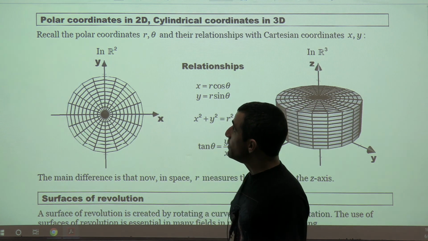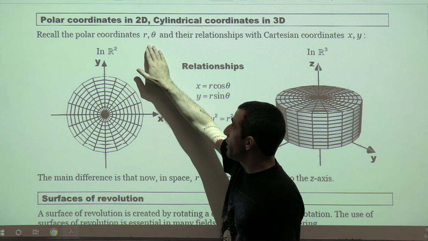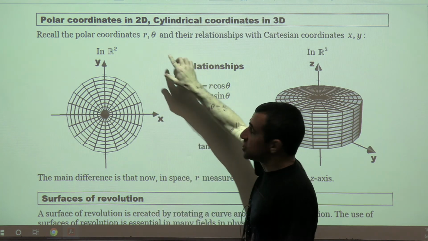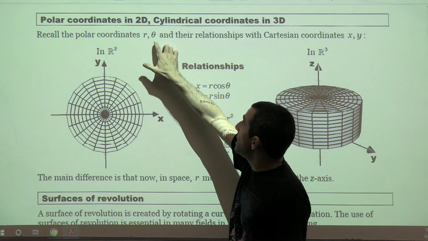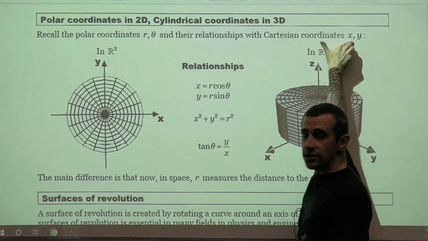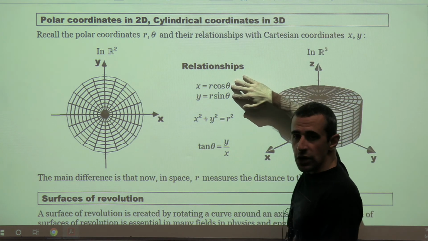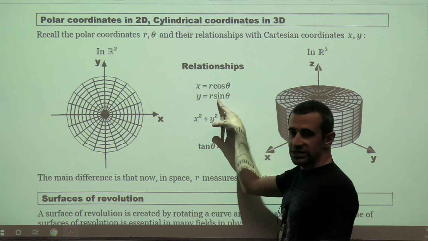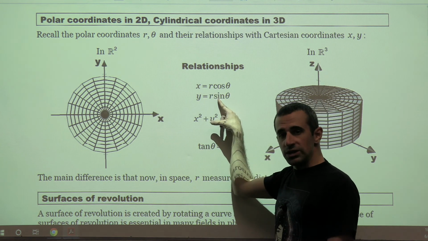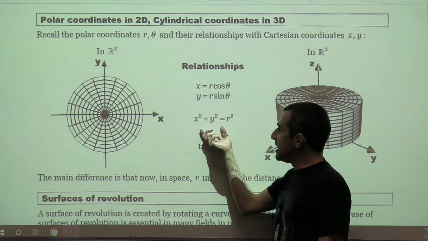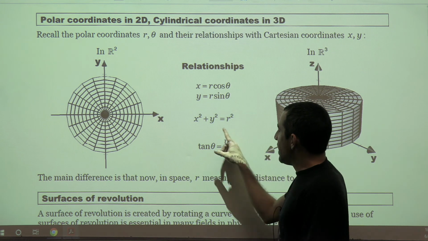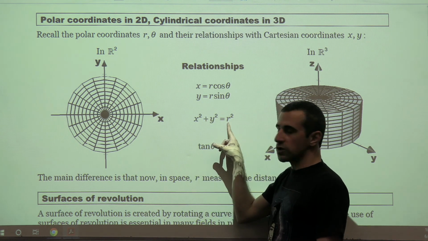So recall that the polar coordinates in 2D, in the xy plane, are the variables r and theta. And the relationship between the polar variables r and theta and the Cartesian coordinates x and y are summarized by these equations right here. x is r cos theta, y is r sine theta. Now there's another equation that is actually very useful, and it actually follows from these 2 equations with a little bit of trig, and that equation is x squared plus y squared equals r squared.